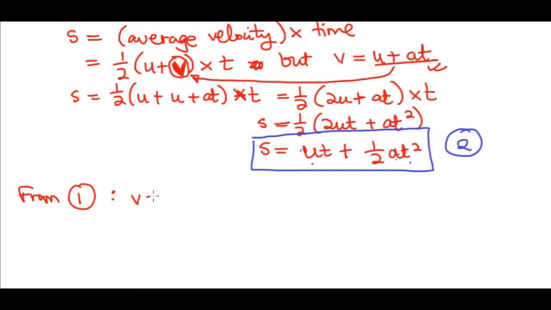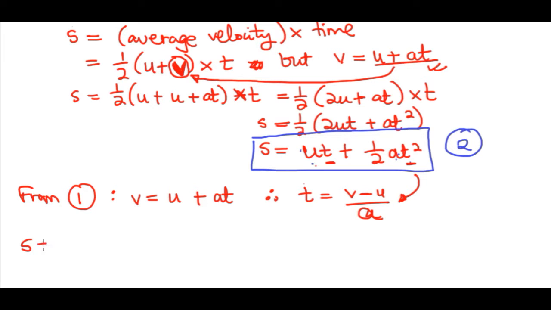From 1, v is equal to u plus at. Therefore, t is equal to v minus u over a. Agreed, right? I just made t the subject of the formula here. What if we replace this t in our second equation of motion by what we have calculated here? Wherever there is a t in our second equation of motion, let's put v minus u over a.